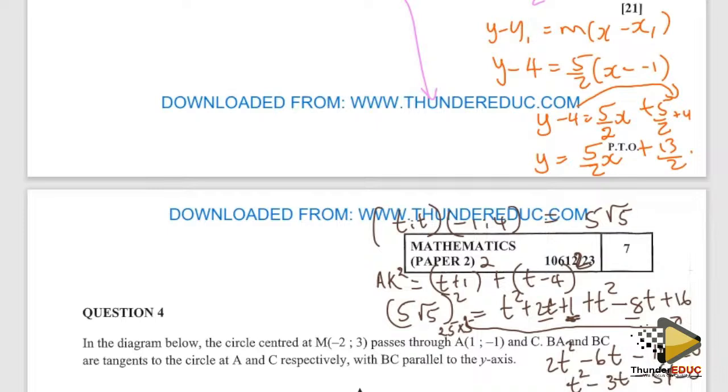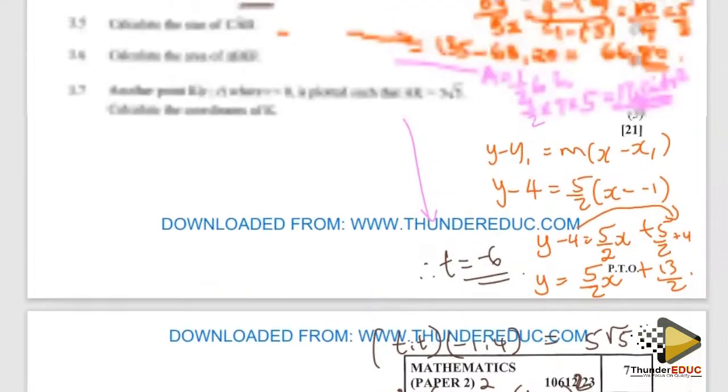So when I use my quadratic formula, I'll end up with T as a negative 6, or I'll end up with T as a positive 9. But since they told us that T must be negative, or less than 0, therefore T is a negative 6. So that's how 3.7 would have been worked out.